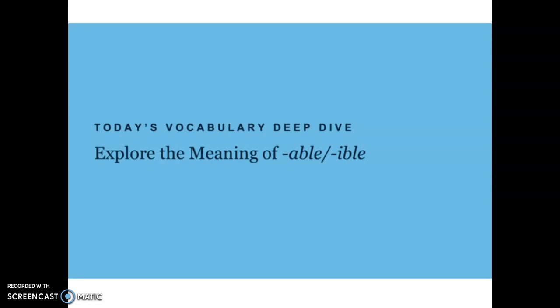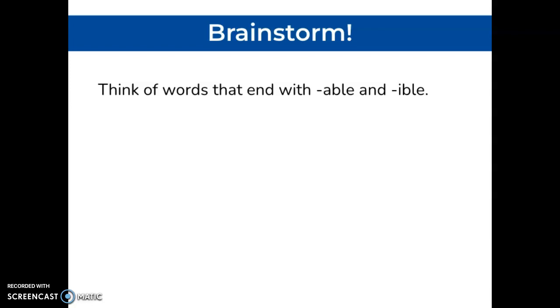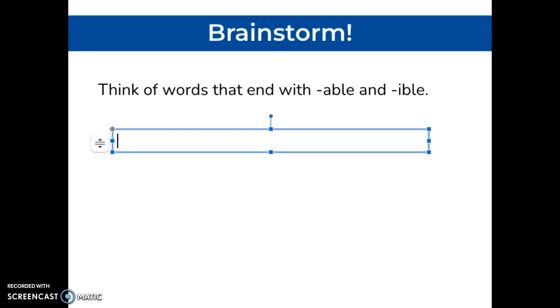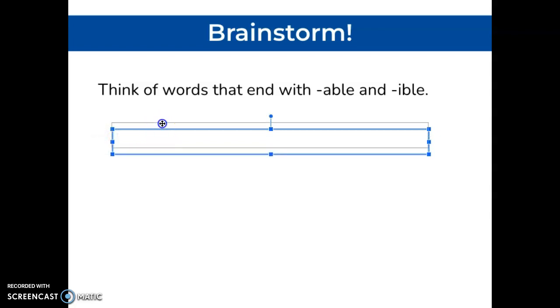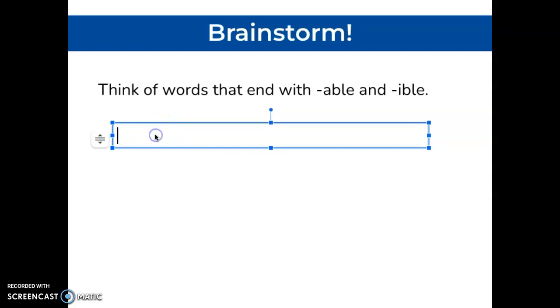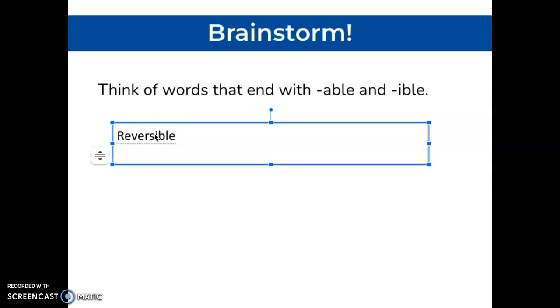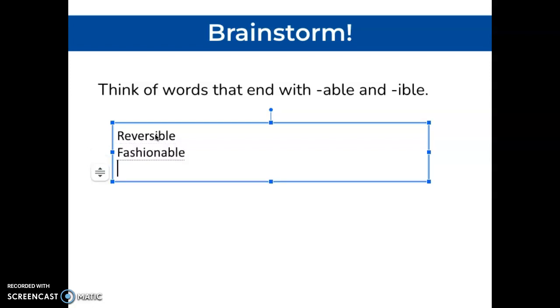Our vocabulary deep dive today is exploring the meaning of able and ible when they are suffixes at the ends of words. So first, let's just brainstorm a list of words that end with able or ible. Let me make this a little bit bigger. So one that first comes to mind for me is the word reversible. Has that ible at the end. Or how about fashionable? Has able at the end.